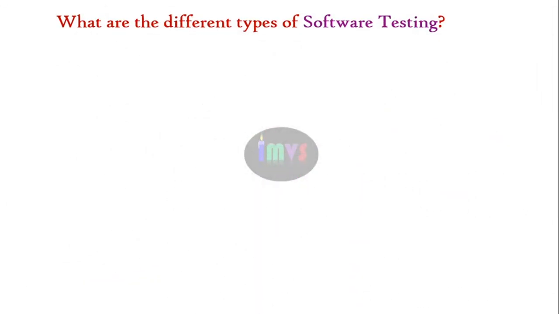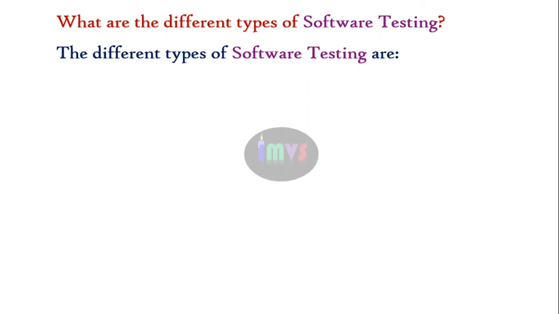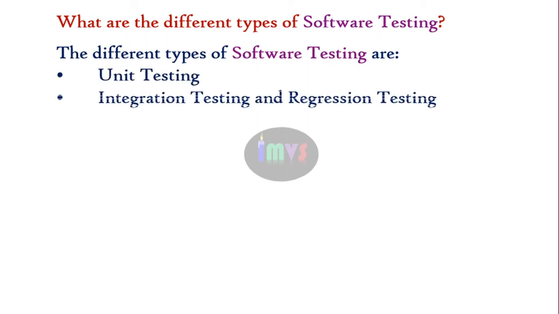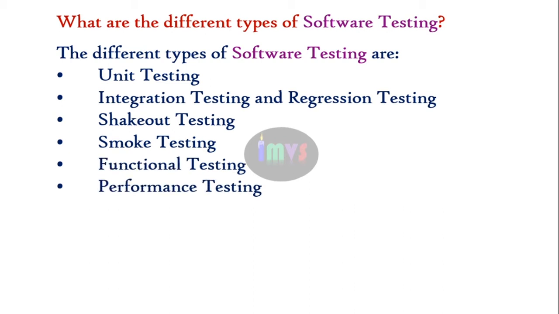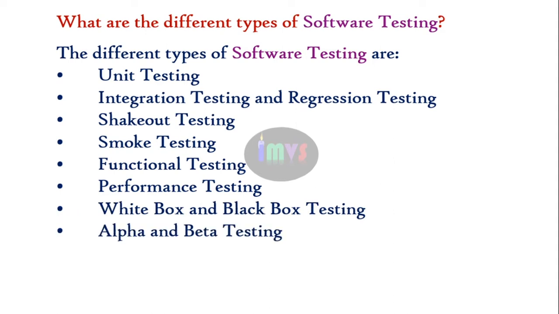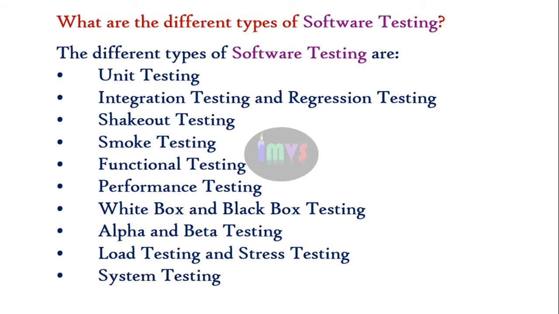What are the different types of software testing? The different types of software testing are unit testing, integration testing and regression testing, shakeout testing, smoke testing, functional testing, performance testing, white box and black box testing, alpha and beta testing, load testing and stress testing, system testing.